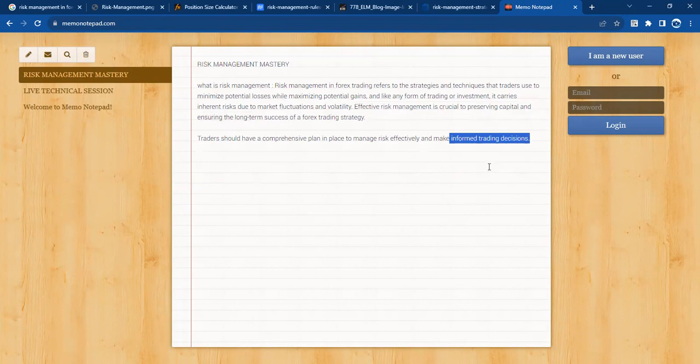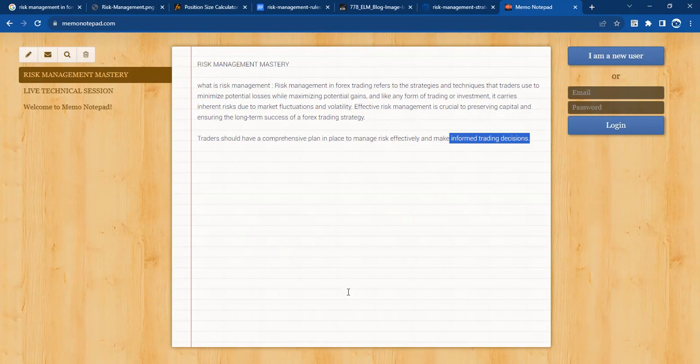So in trading, there should be nothing like surprises, right? There is nothing that happens in the market that should be a surprise to you, right? So this is why when you make proper planning, you make plans for whatever outcomes that may happen, right? So it is very important we make a comprehensive plan in place to make informed trading decisions.